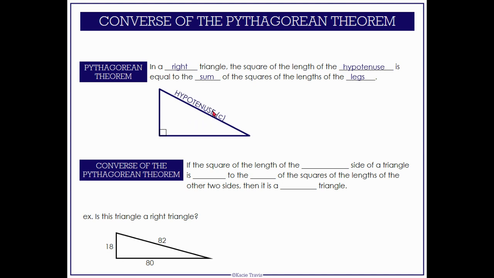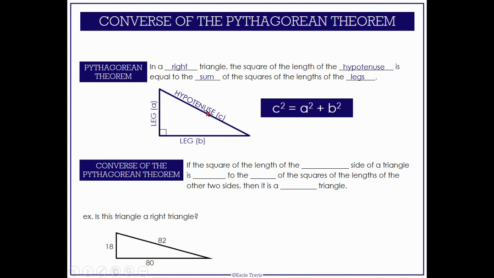Now, this is equal to if you take this leg and square them, add them together, that gives you the hypotenuse squared. If you ever needed to identify which parts are the legs and which part is the hypotenuse, the legs are always the parts that touch the right angle. The hypotenuse does not touch the right angle.